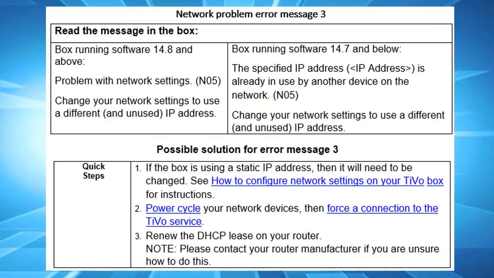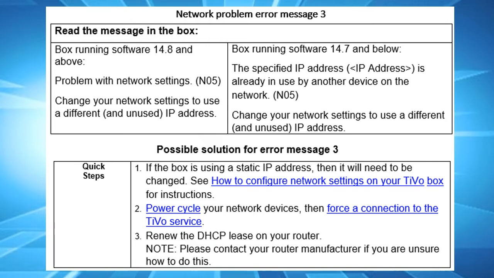Now for network problem error message 3. You can see on your computer, for a box running software 14.8 and above, the problem is a problem with network settings. Change your network settings to use a different and unused IP address. For a box running software 14.7 and below: the specified IP address is already in use by another device on the network.